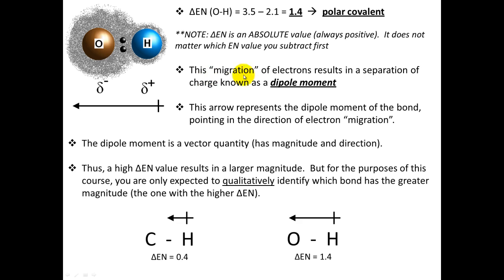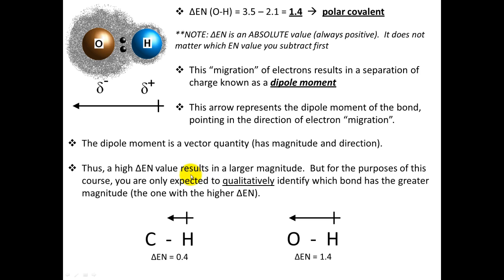So this migration of electrons from the hydrogen to the oxygen results in a separation of charge known as a dipole moment. Di meaning two, pole meaning opposite ends. So we have these two charges, these two poles, the partial negative charge of the oxygen and the partial positive charge of the hydrogen. And we can represent this dipole moment in the chemical bond by pointing in the direction of the electron migration. So over here, if you look at this arrow, I have a positive end, and the electrons are migrating in this particular direction.